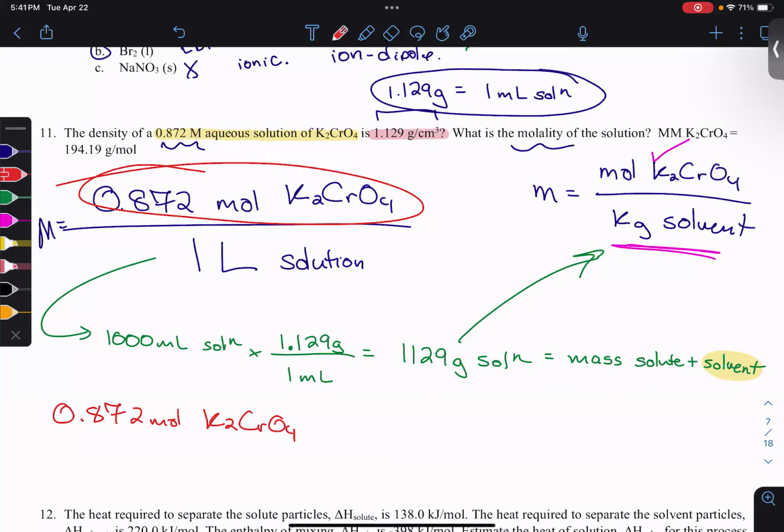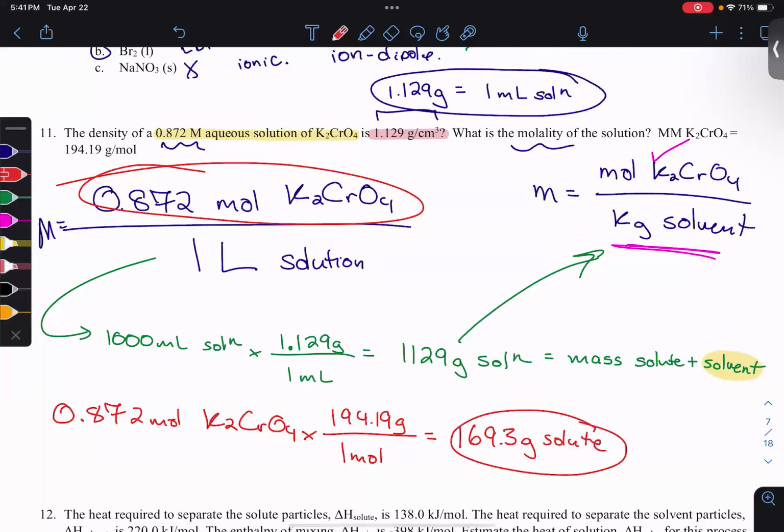We can figure it out, okay? So the mole amount's there. 1 mole of that junk is 194.19 grams. All right, so that equals something, 196.3 grams of solute. Right, so we're going to use this number and this number, and we should be able to get that the solvent that is left over is something like 959.7 grams of water, right?